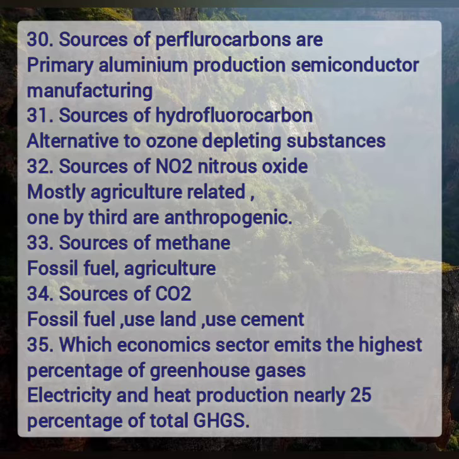Sources of nitrous oxide: mostly agriculture related, one-third are anthropogenic. Sources of methane: fossil fuel, agriculture. Sources of CO2: fossil fuel use, land use, cement. Which economic sector emits the highest percentage of greenhouse gases? Electricity and heat production, nearly 25% of total GHGs.